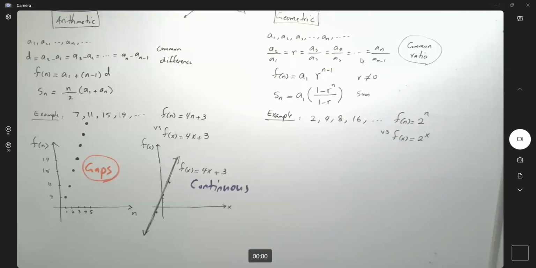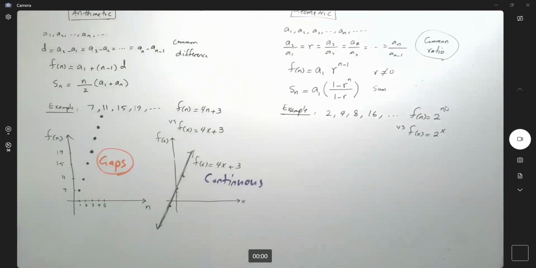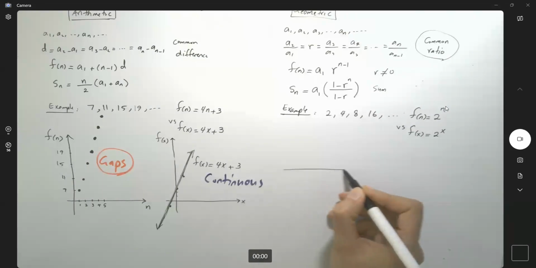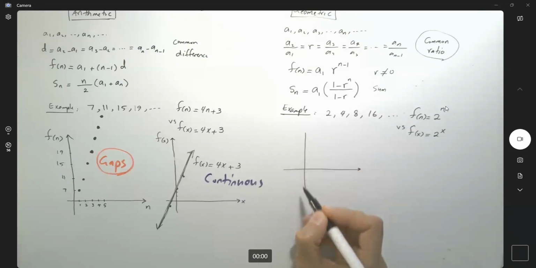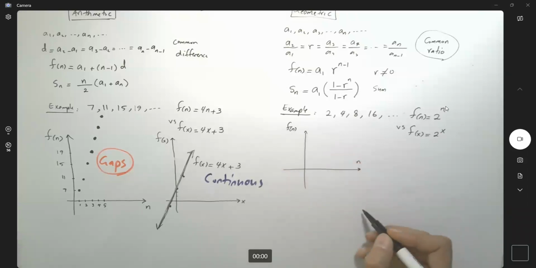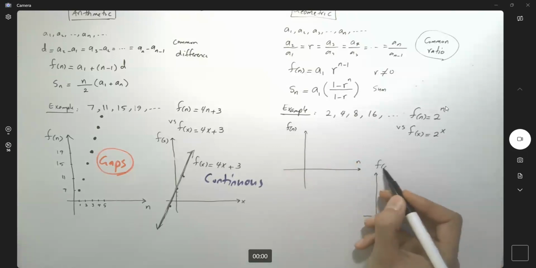Now, suppose I ask you to graph these two. Well, 2 to the n and 2 to the x. Very good. So let us continue. Just move this a little bit here. F of n here, n and f of n. And here I'm graphing f of x, x and f of x.